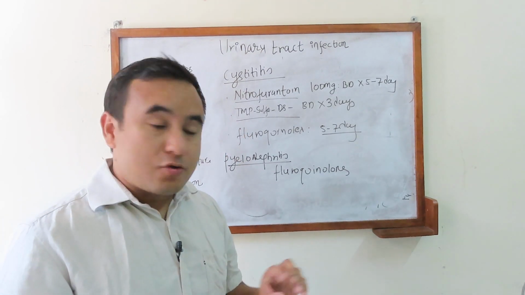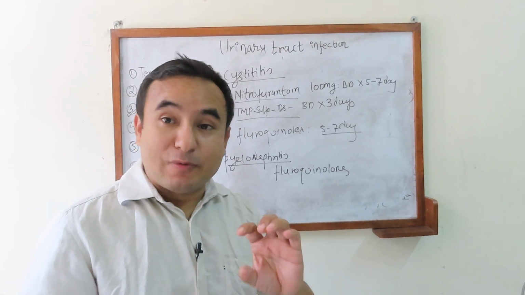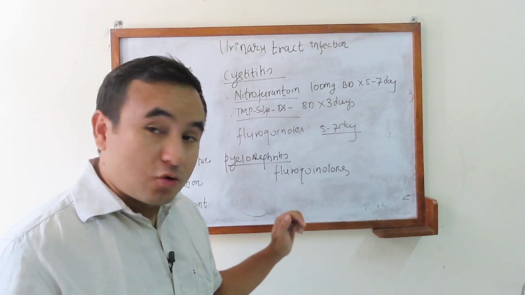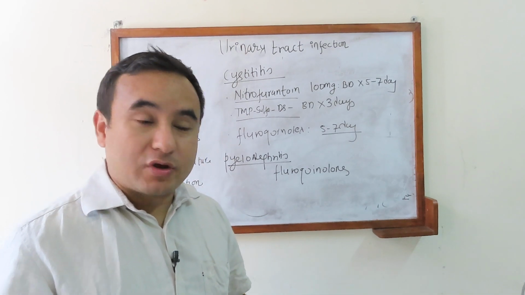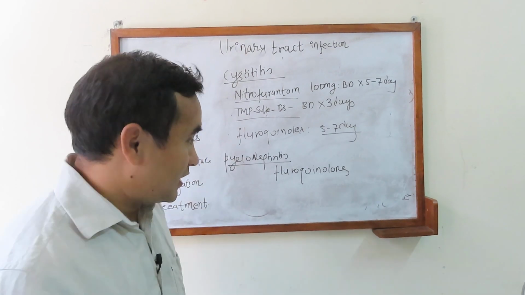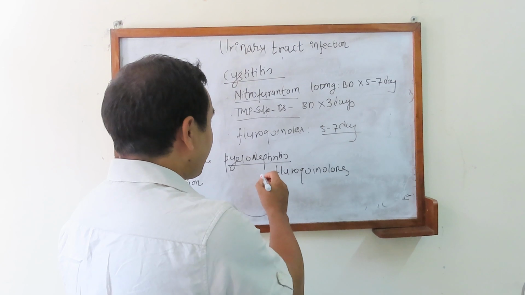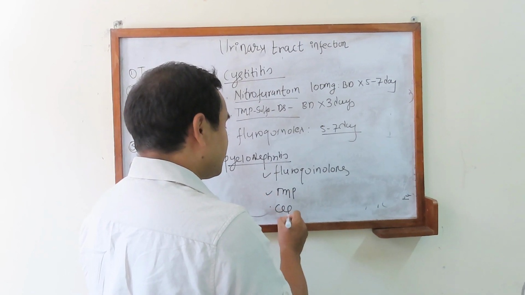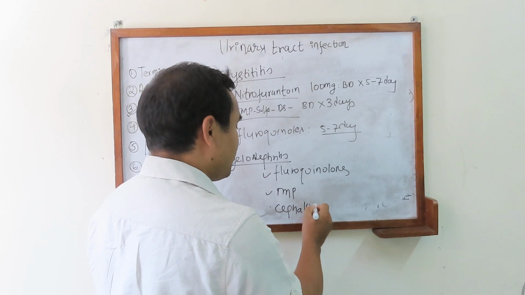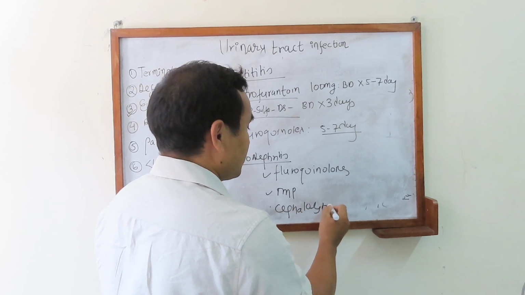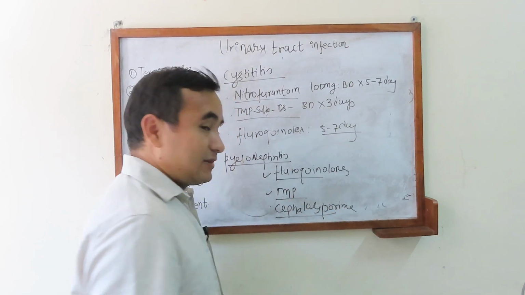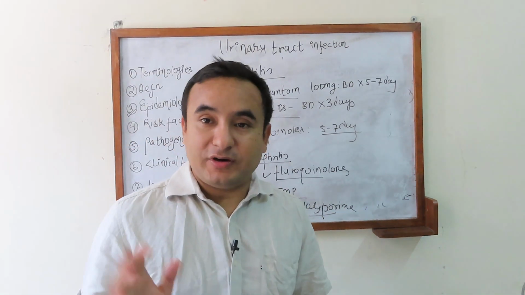The first line drug we use is fluoroquinolones like levofloxacin or ciprofloxacin, but not moxifloxacin. We use ciprofloxacin and levofloxacin for about 7 days. You can try TMP-sulfamethoxazole, or you can go for a cephalosporin like ceftriaxone or cefixime. So these are the common antibiotics that we use in a patient with pyelonephritis.